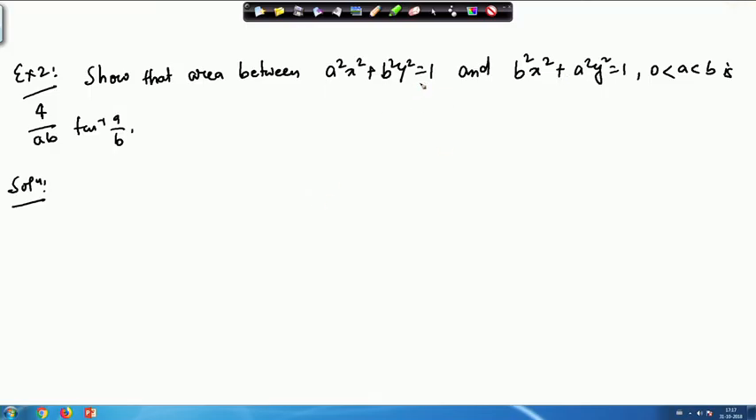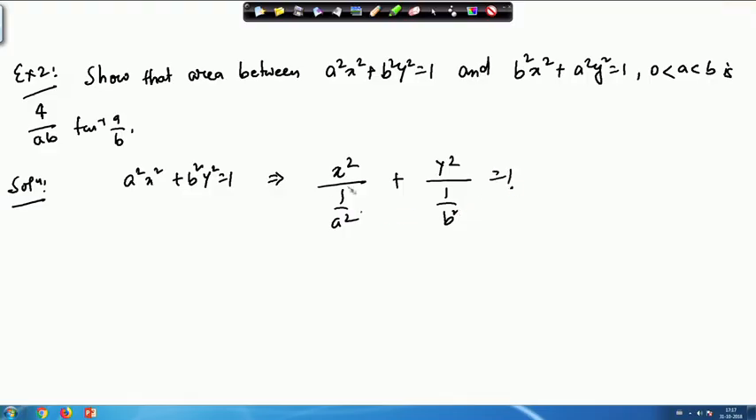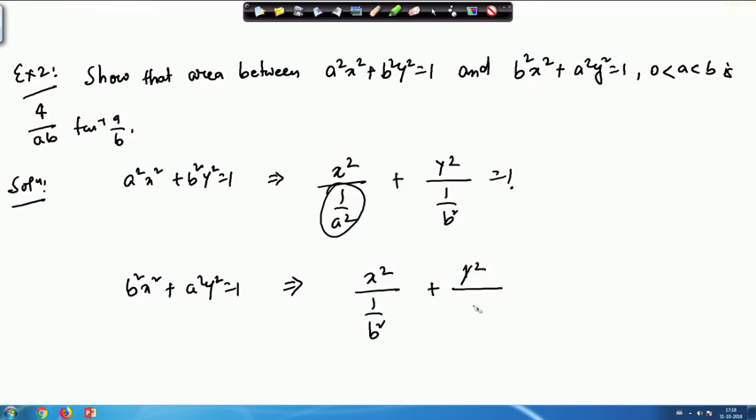So it's pretty much obvious that if we can write it as a square x square plus b square y square equals 1, then from here it will be x square by 1 by a square plus y square by 1 by b square equals 1. So this will basically be the square of the length of the semi-major axis and the square of the length of the semi-minor axis. Similarly, we can write this one as, so this is another equation of another ellipse.